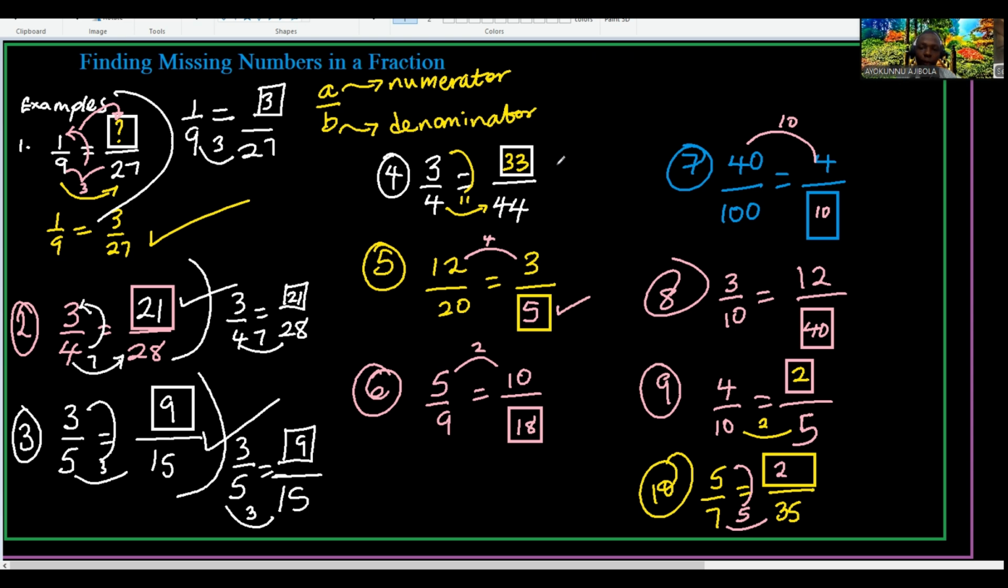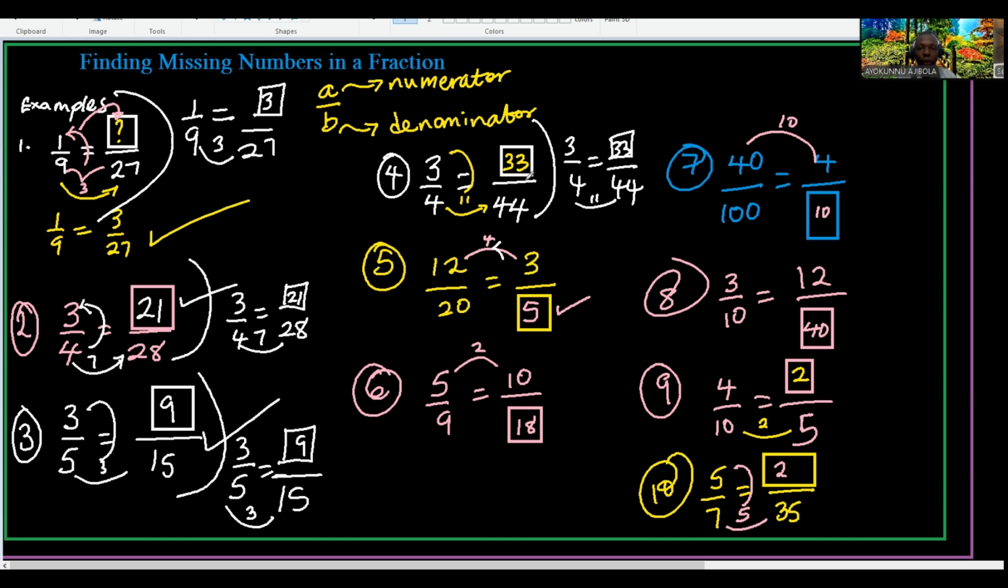Then the next one, 3 over 4 equals something over 44. So 4 times what will give me 44? That's 11. So 11 times 3 gives me what? 33. Okay? Then the other one, 3 times 4 gives me 12. Then the 4 times the 5, because 5 times 4, we are multiplying backward this time around. Is that clear?